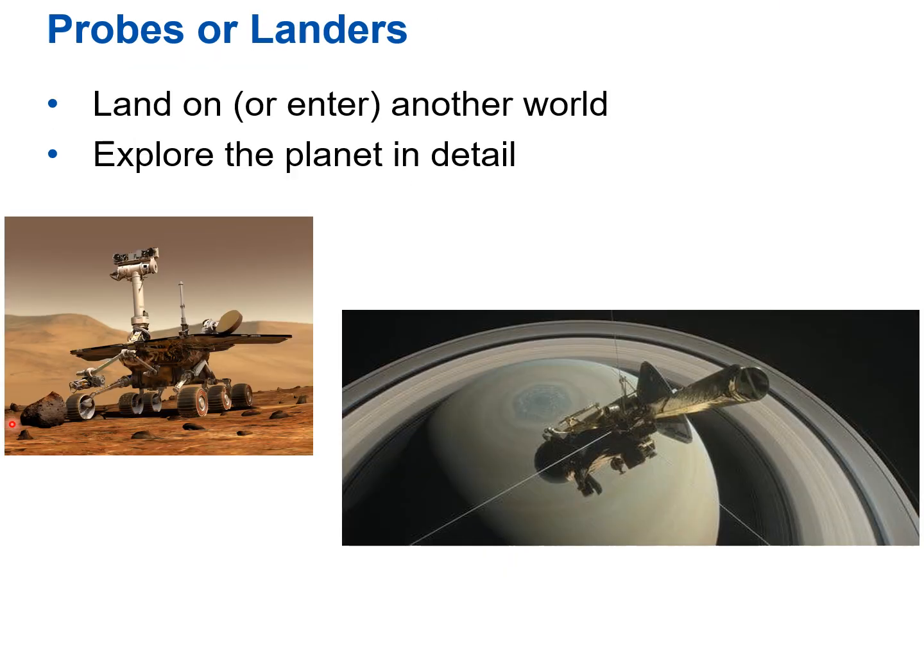And that brings us to our third type of space missions, probes or landers. A lander will land on another world. If there's a solid structure to land on, a surface, then it'll land on it. A probe will plunge into the world. Maybe it's a gas giant, maybe it's the sun. It'll go into it and not be able to land.